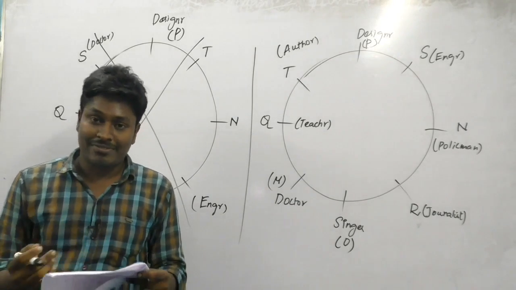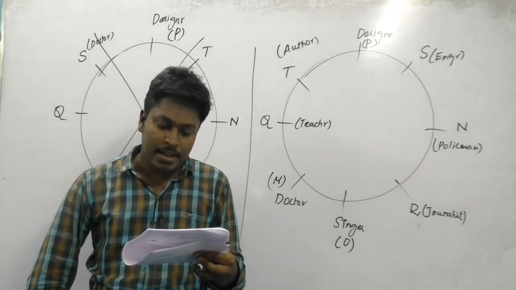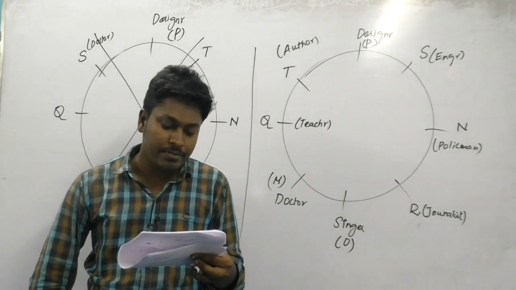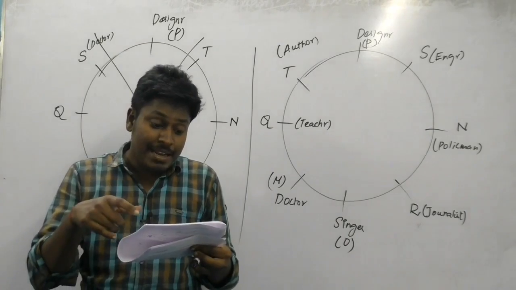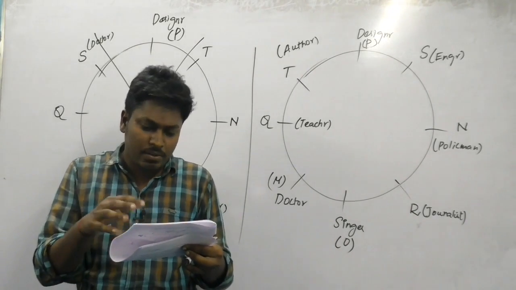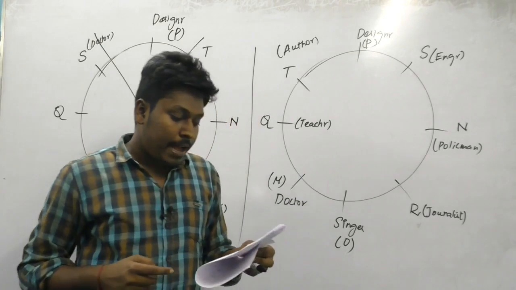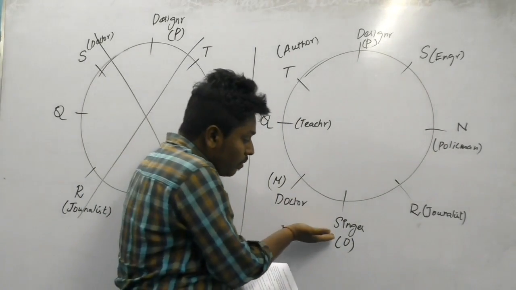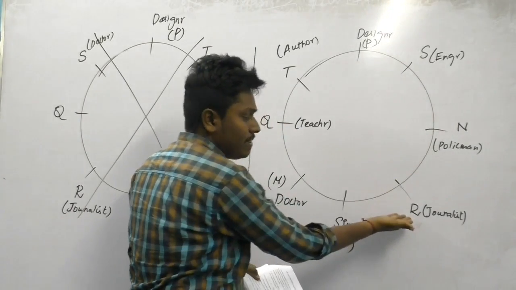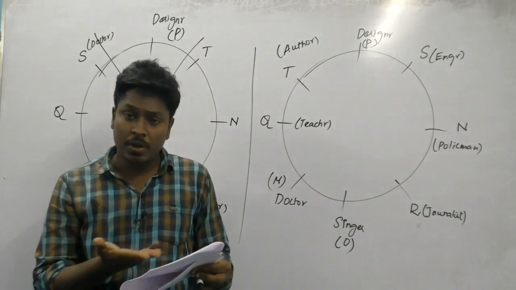We can go for 5 questions. First, the 6th question. Who sits exactly between N and the one who is sitting to the immediate right of M, right? They are asking between the right of M and N, who is sitting, right? We can go for the first line. M's right hand side is singer and N, where is N? Policeman, right? Between O and N, who is sitting? Definitely R is sitting, which is journalist. So the option for the 6th question is R, right?